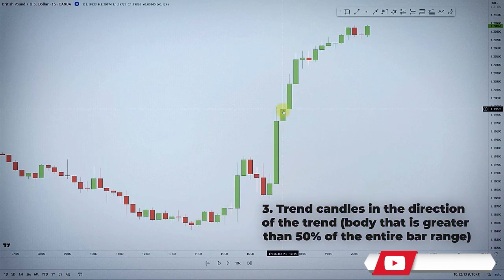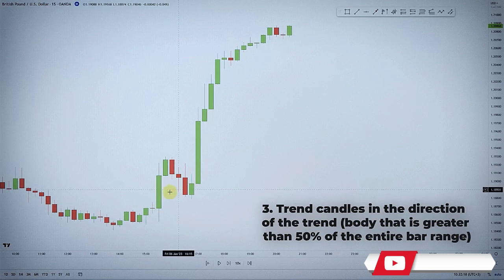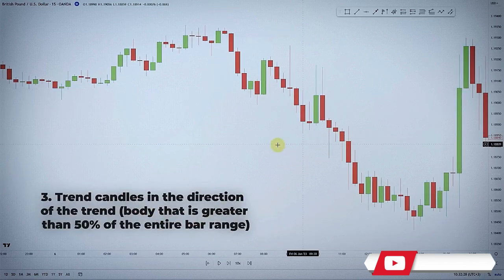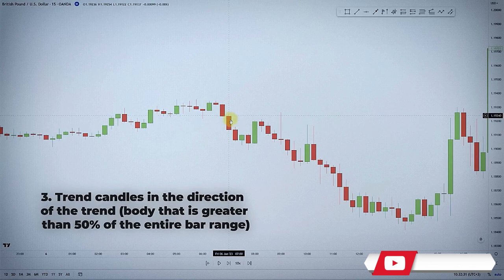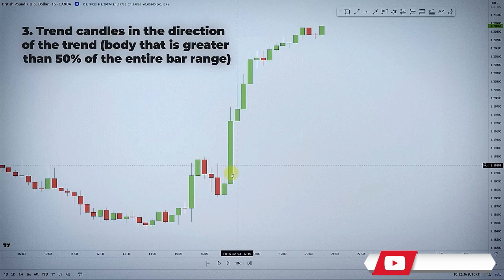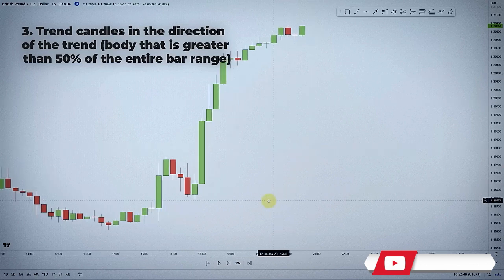Number 3. Most of the candlesticks are trend candles in the direction of the trend. A trend candle has a body that is greater than 50% of the entire bar range. If a candle closes above its opening price, it's a bullish trend candle. And if the candle closes below its opening price, it's a bearish trend candle. So when you day trade and read candlesticks, search for trend candlesticks by analyzing the bodies. If you see many recent green trend candles, for example, you're probably in a strong uptrend.